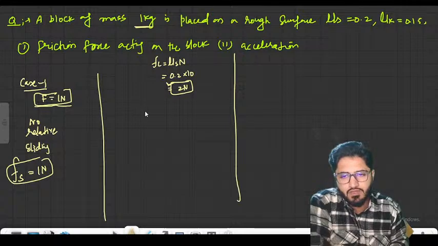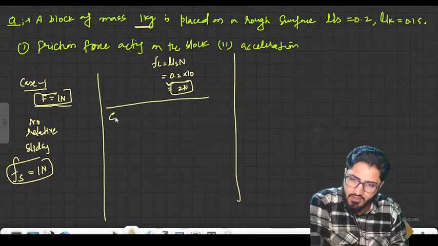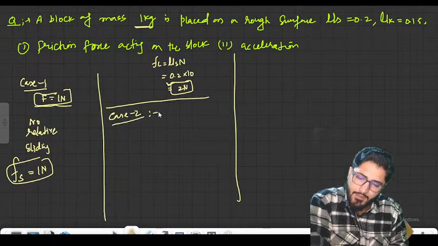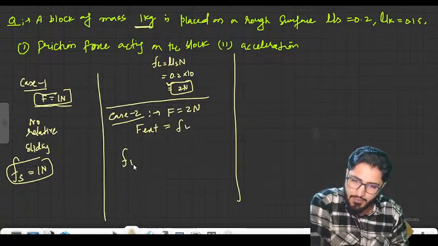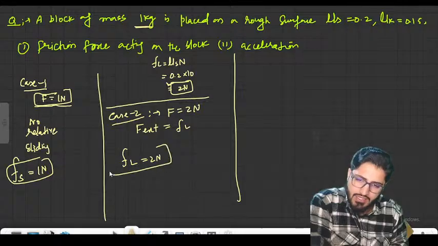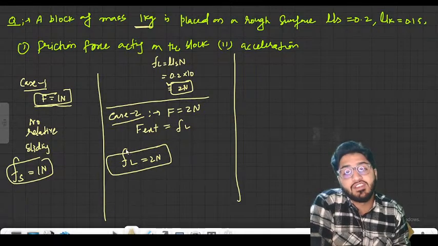Now the second case. If my external force is 2 Newton, what will happen now? My external force is equal to limiting friction. So my friction will be 2 Newton. Why? Because it adjusts its nature up to the limiting friction.